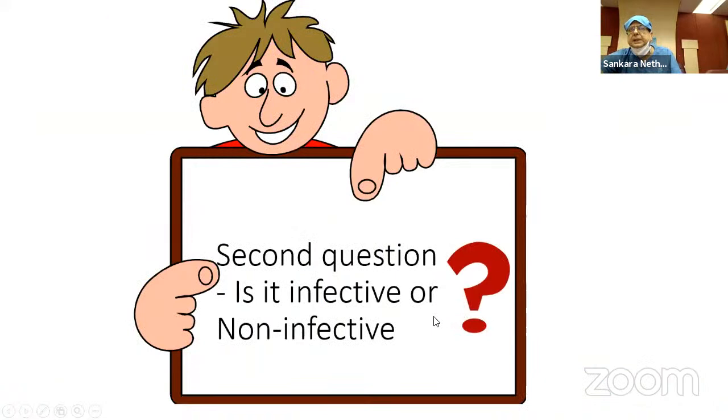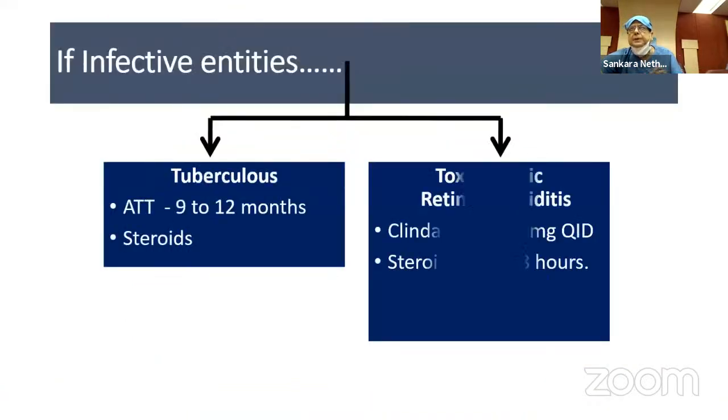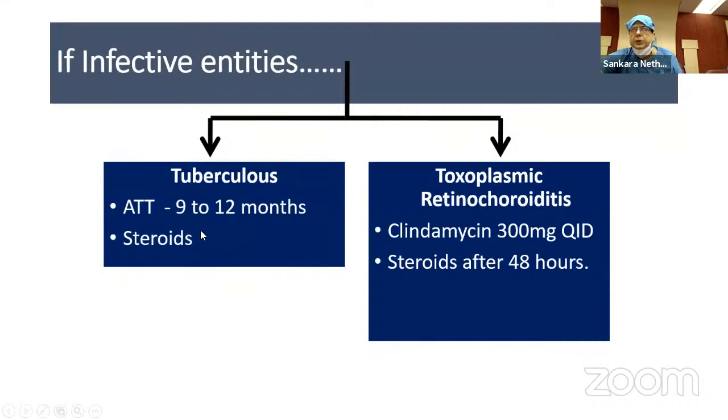Second question: is it infective or non-infective? This is of paramount importance. If it is tuberculosis, you have to give anti-tubercular treatment for at least 9 months or even 12 months, and you have to add steroids. If it is toxoplasmic retinochoroiditis, you have the choice of giving clindamycin 300 milligrams 4 times daily for 6 to 8 weeks. And here, steroid has to be started after a gap of 48 to 72 hours. You can use Bactrim DS also.